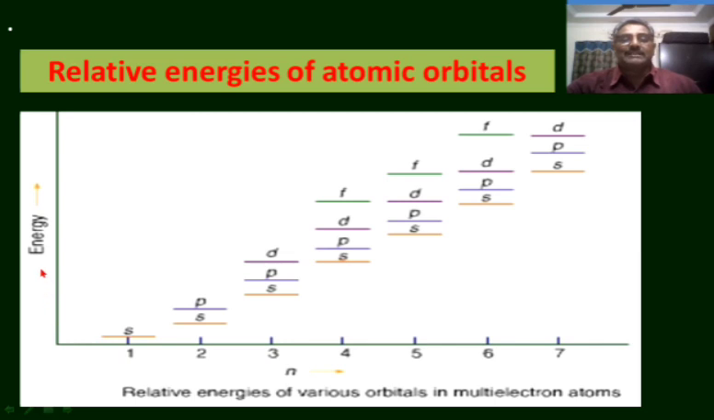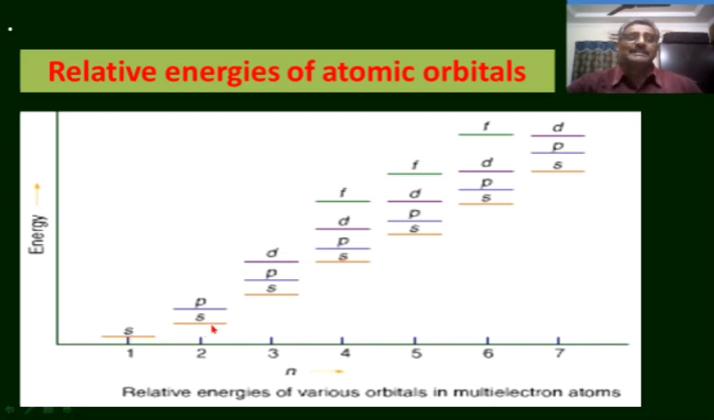In the case of multi-electron species, suppose there is more than one electron in an atom, then the energies of various orbitals present in various main energy levels are not identical. In the first main energy level, there is only one orbital, that is the 1s orbital. There is no problem with the 1s orbital, as there is only one orbital in the first main energy level.